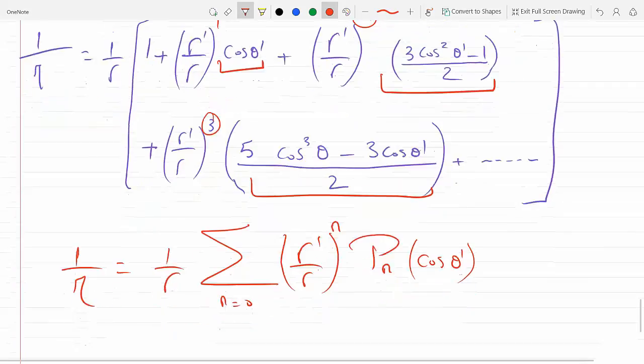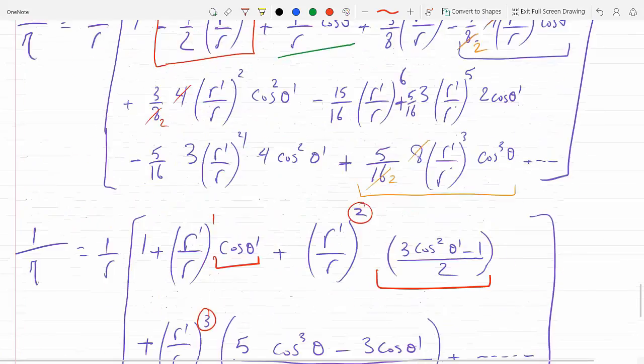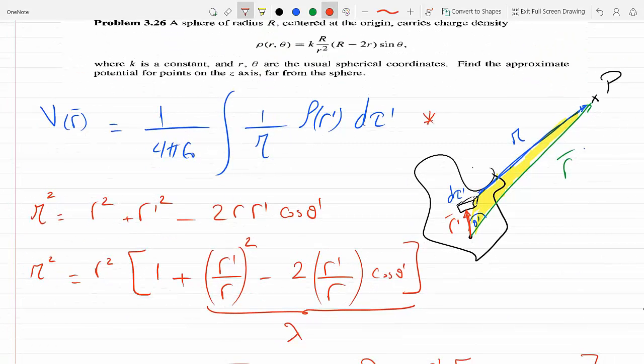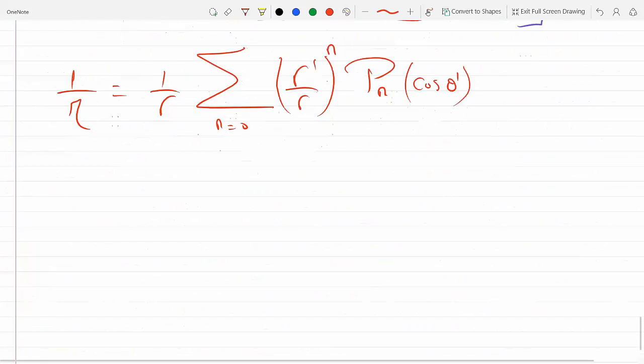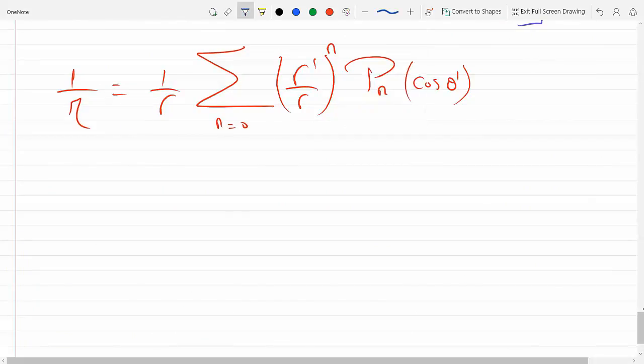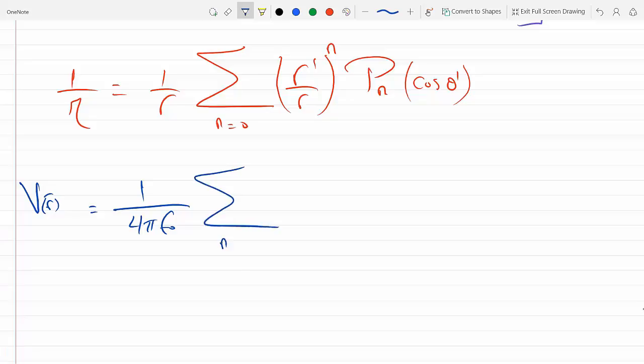Okay, and so now I can take this and plug it into my potential formula, which I started with at the very beginning, right here, the integral, the top one. And if I do that, what do I get? I get the general result for V. So V of r turns out to be 1 over 4 pi epsilon, the summation from n equals 0 to infinity.